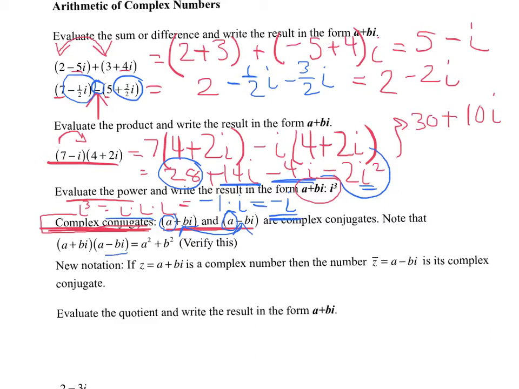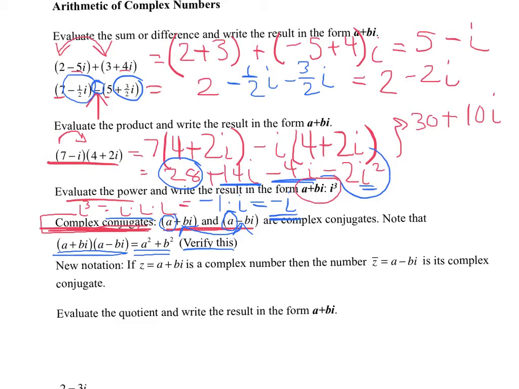Notice that a plus bi times its conjugate a minus bi equals a squared plus b squared, and I ask you to verify this on your own. Make sure you do that. Show that when you multiply a plus bi times a minus bi, you get a squared plus b squared.